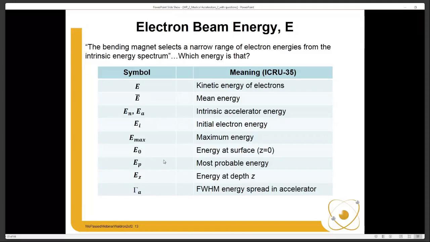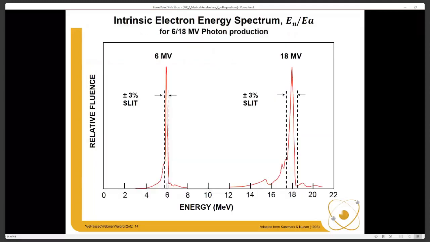So let me show a couple of examples of some electron spectrums and get a sense of how they look and how they change as we manipulate them. So here is a figure I've adapted from Karzmark. Basically, I've copied it and colorized it. This is from the 1993, no longer in print version of the Karzmark, Nunan and Tanabe book.